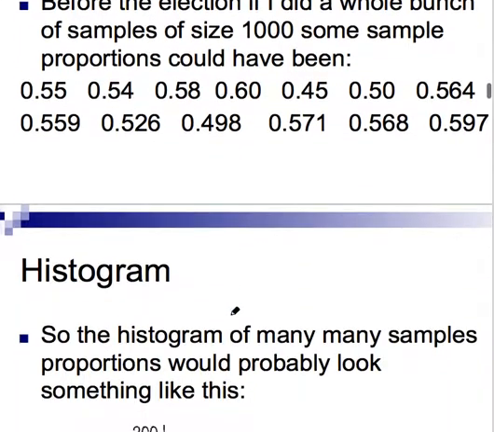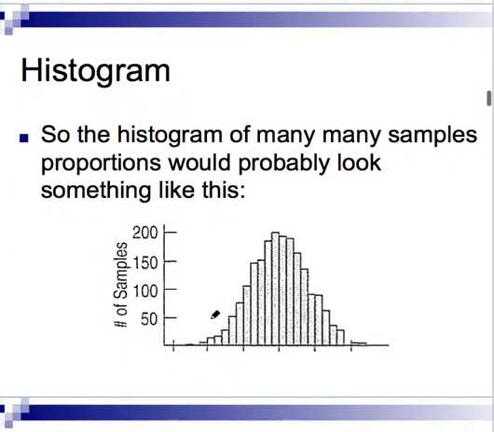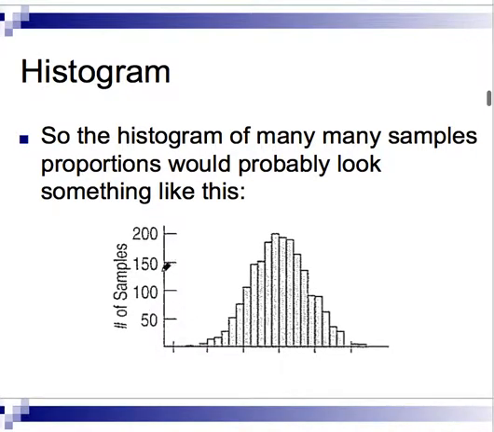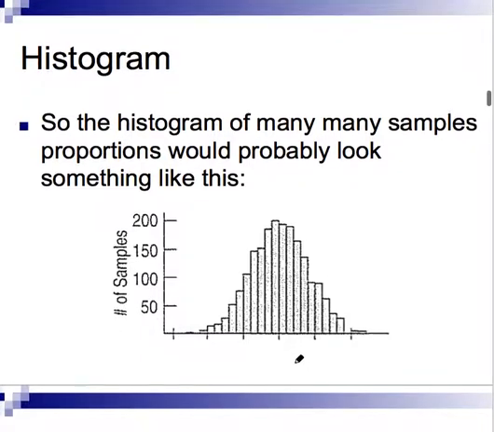If I put it together in a histogram, the histogram would look something like this. Here are the numbers of samples, and I have the percentages down here. So this should look very familiar to you. It looks like a normal curve. If we took all of our sample proportions and put them together in a histogram, we get a normal curve.